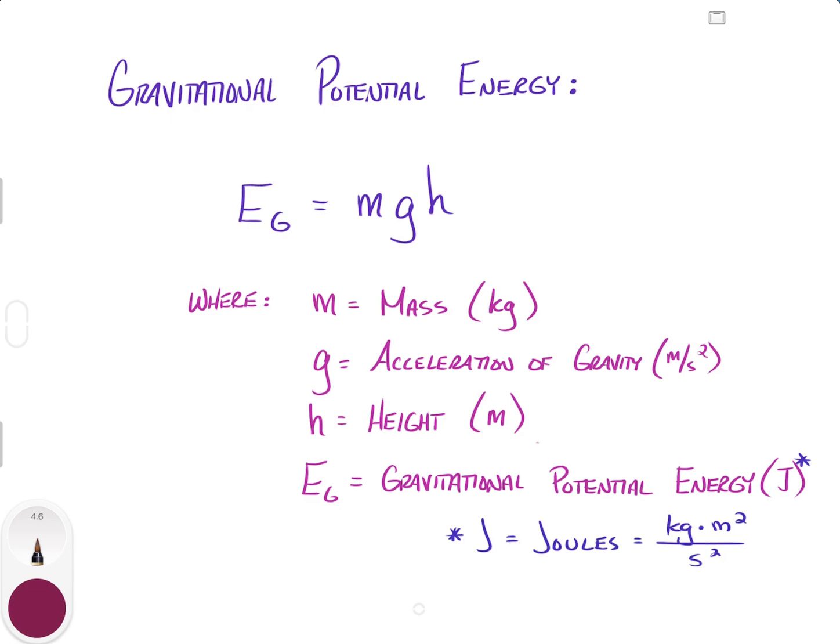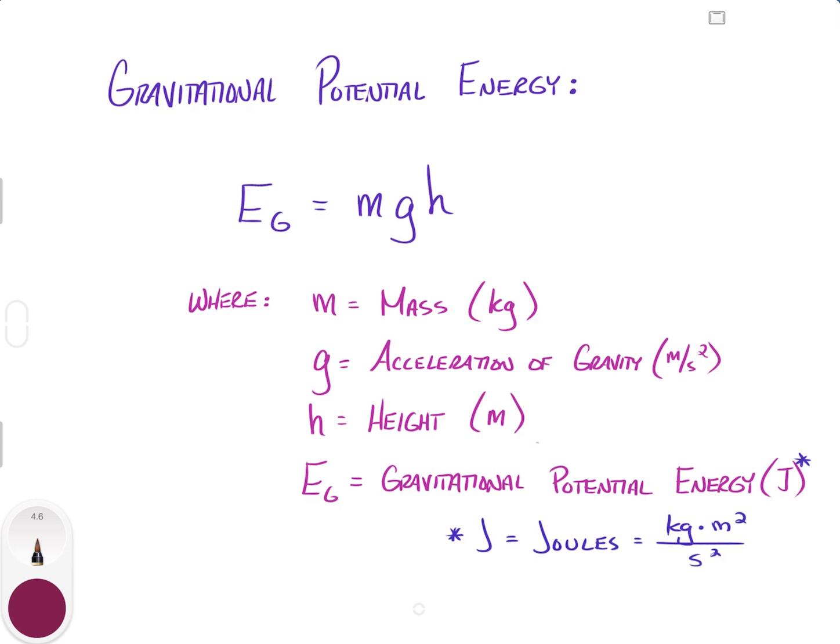So to calculate gravitational potential energy, it's quite simple. Multiply your mass by your acceleration due to gravity, as well as your height. Mass has to be in kilograms. Acceleration of gravity, since it's an acceleration, needs to be in meters per second squared. And the height always needs to be in meters. If I multiply those three things together, I will be able to calculate E sub g, which is my gravitational potential energy.